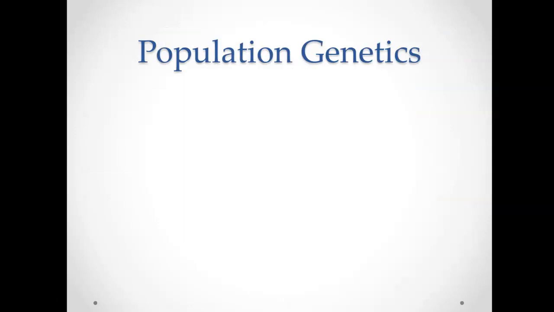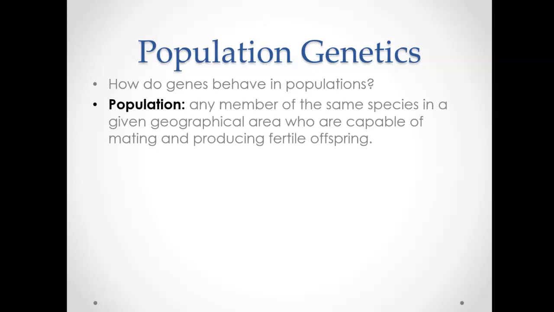All right, so again, we've spent most of our discussion time discussing genetics, talking about individuals. So we learned about genotypes and phenotypes and patterns of inheritance and all of those things that were unique to individuals or perhaps even families. We're going to move that now and go a little bit bigger, and we're going to start talking about how genes behave in populations. So just as a reminder, a population is any member of the same species in a given geographical area who are capable of mating and producing fertile offspring.